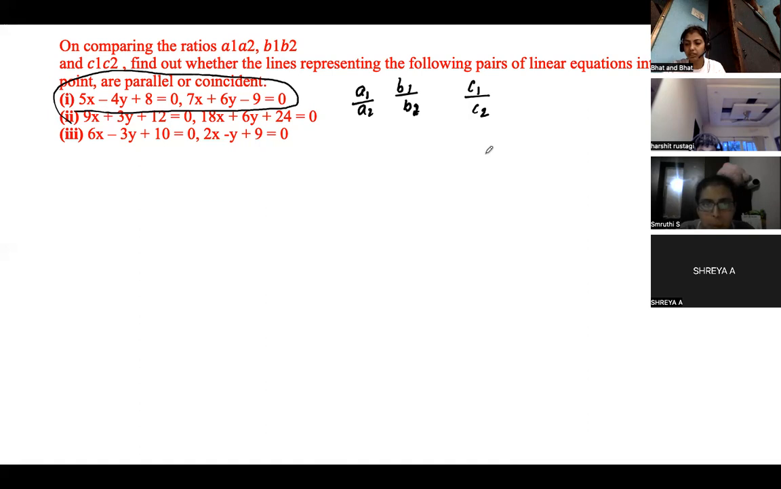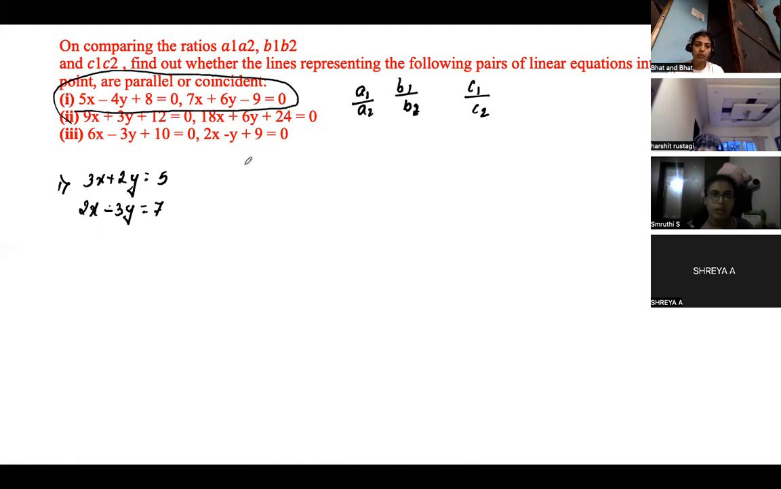Now the third question says, on comparing the ratios A1 by A2, B1 by B2, and C1 by C2, find out whether the following pair of linear equations are consistent or inconsistent. Okay, so the first pair is 3x plus 2y is equal to 5. This is one equation. And the second equation is 2x minus 3y is equal to 7. So now we just have to compare the ratios of A1 by A2, B1 by B2, and C1 by C2.